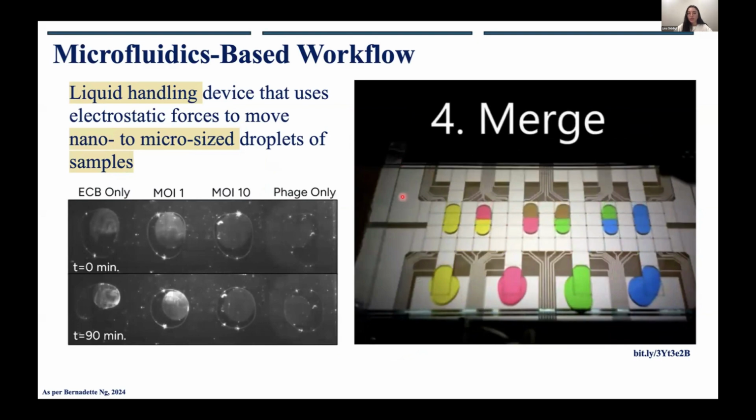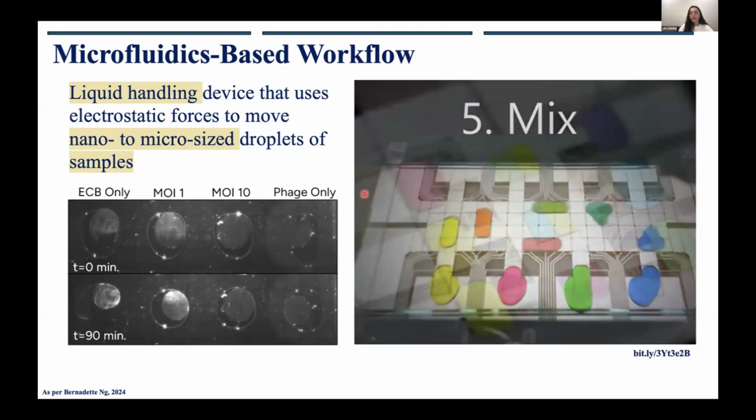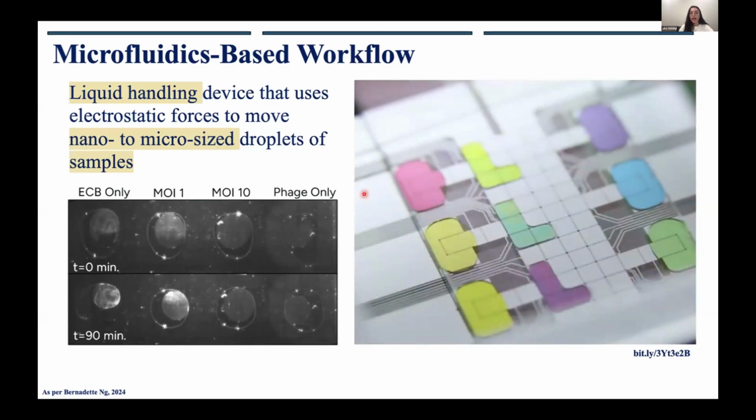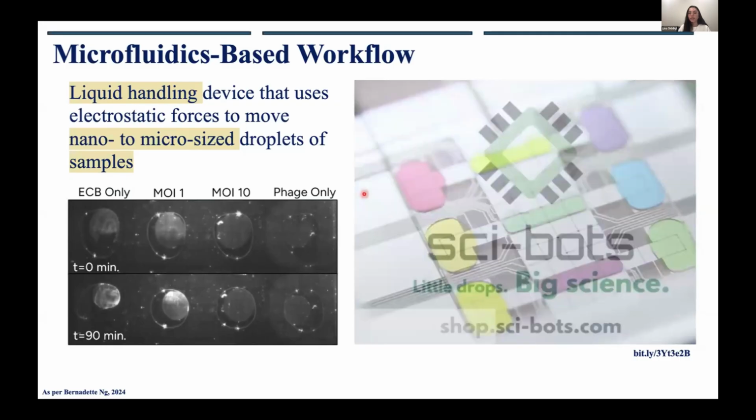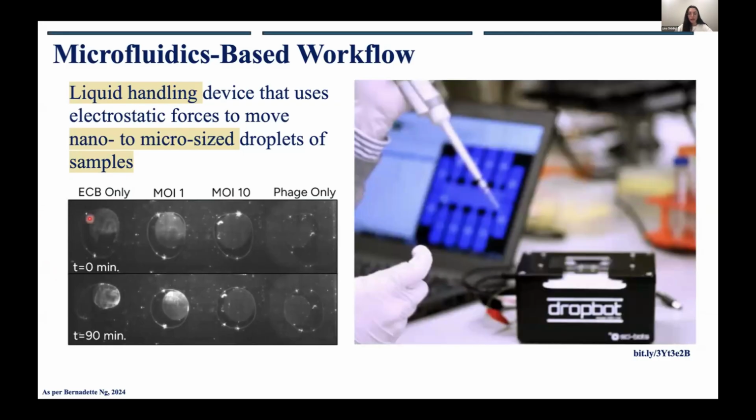This is a video on how the device works. So on one side of the chip, you have your bacteria. On the other side, you have your phages mixed with your DNA dye. And with these electrostatic forces, both can interact with each other. Here are the results we get preliminarily.